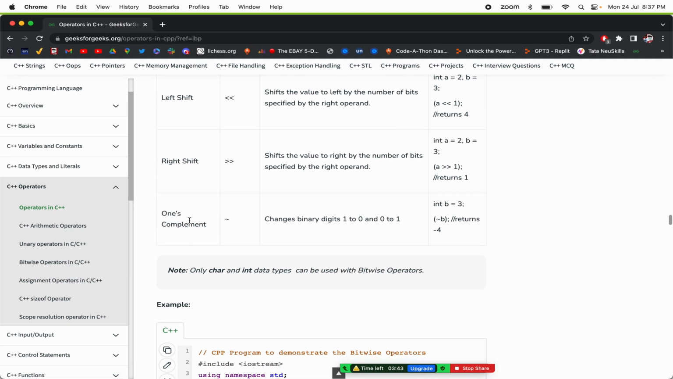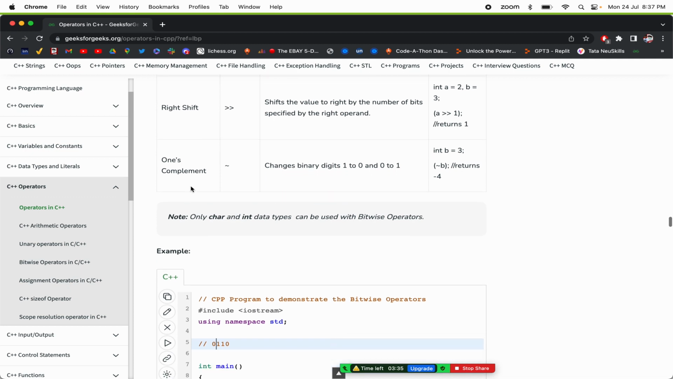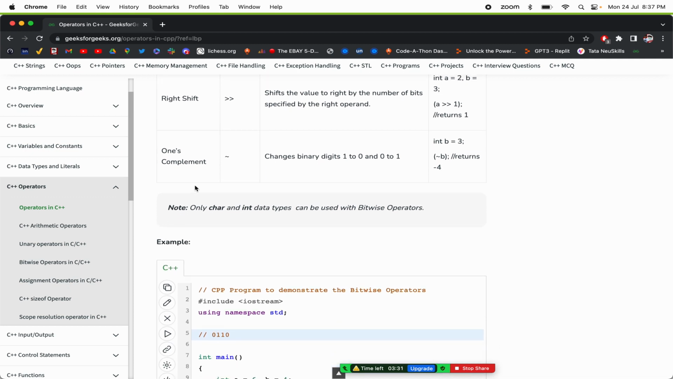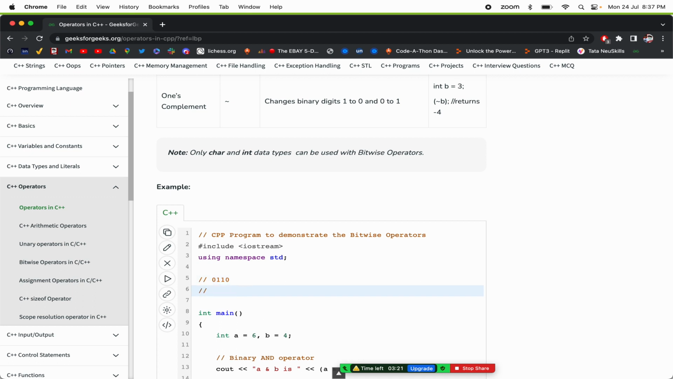Then we have ones complement, which changes binary digits 1 to 0 and 0 to 1. So if you have this bitwise number and you use the ones complement on it, it will change 0 to 1, so you'll get 1 over here, and 1 to 0, so 0 0, and then 0 to 1. So 0110 is converted to 1001. It changes 0 to 1 and 1 to 0.